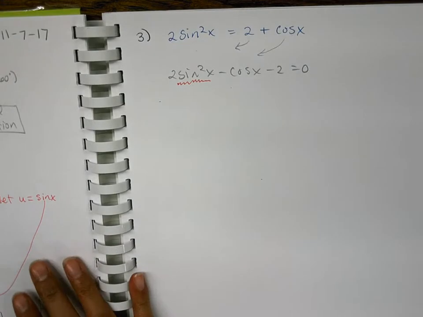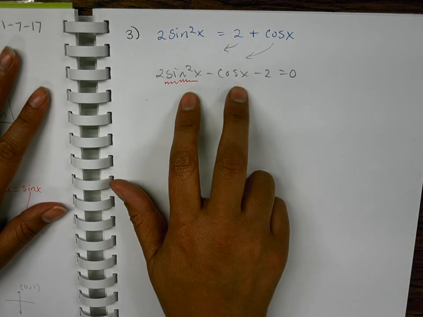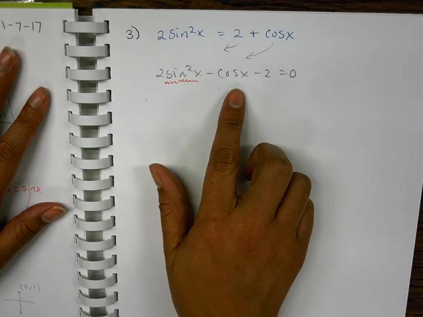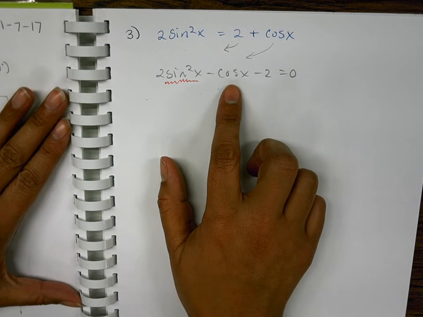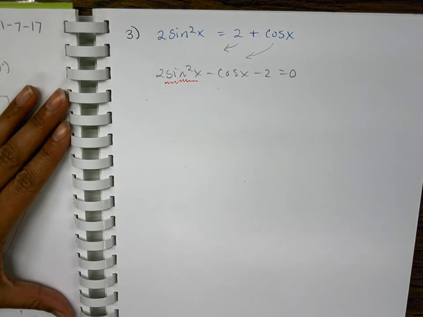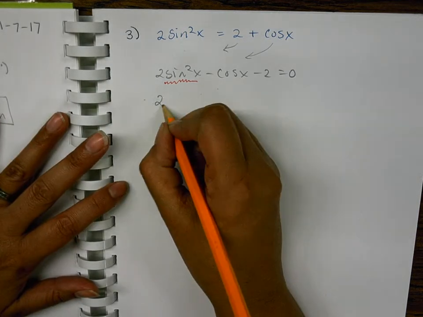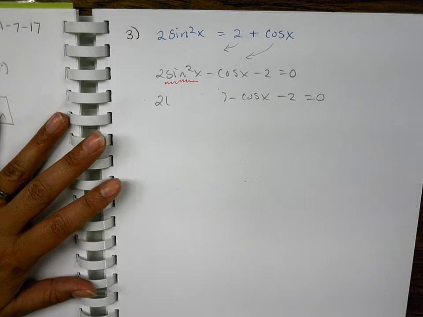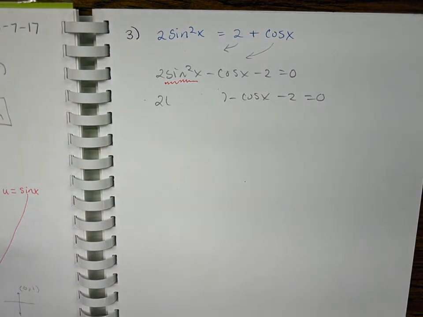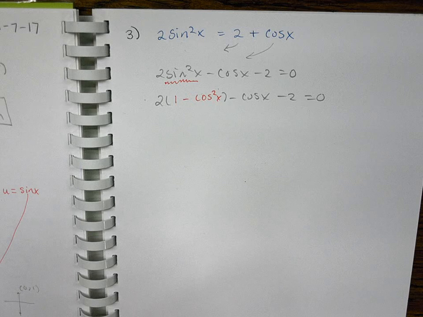In this case, we don't have that same choice. We can't say, oh, it doesn't matter, because they're not both squared. Cosine x is just cosine x, and with cosine x by itself, we cannot use a Pythagorean identity, but sine squared we can. So I'm going to write it like this: 2 parentheses minus cosine x minus 2 equals 0. And what does sine squared equal? 1 minus cosine squared x.